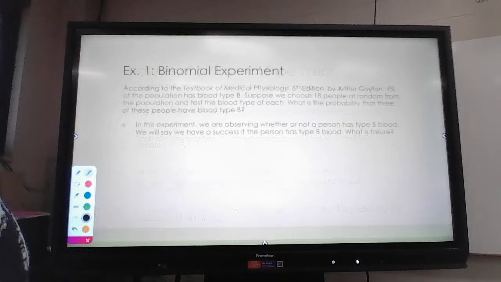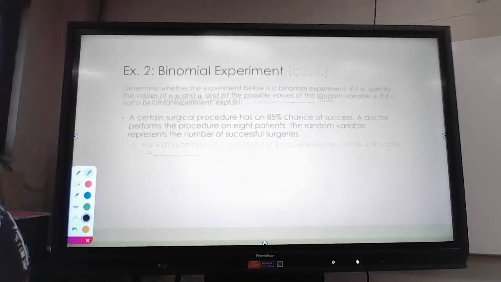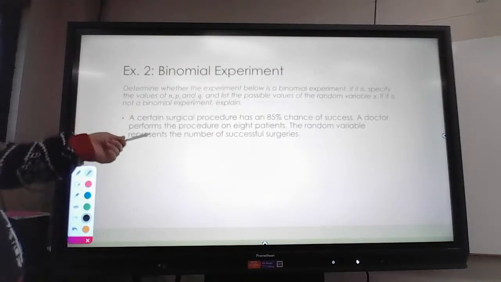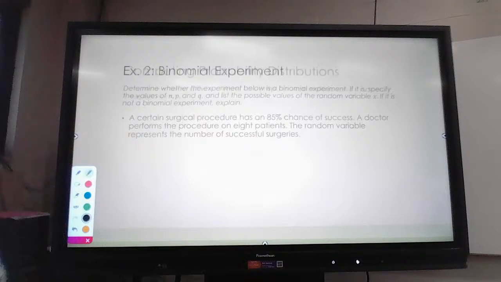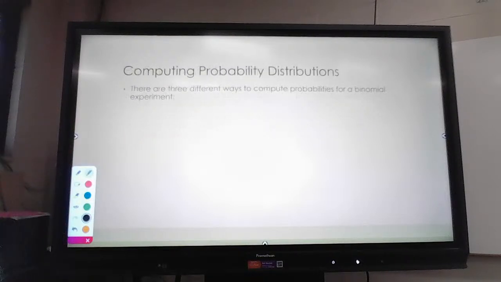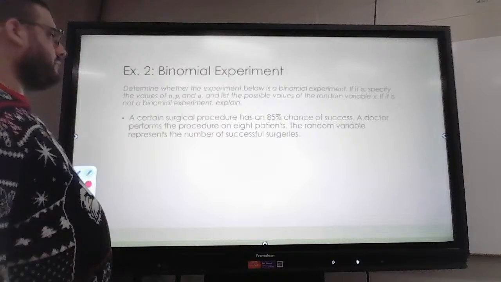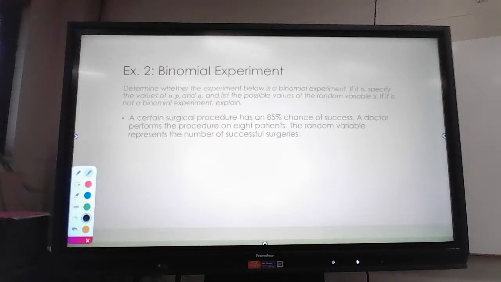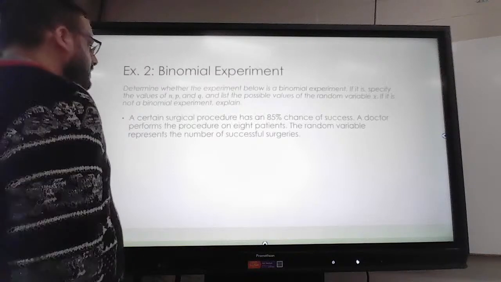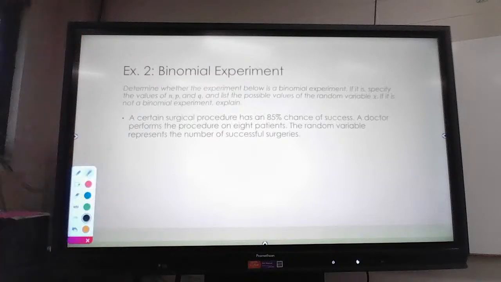We're trying to find however many successes, right? So yes. Find the values of N, P, and Q and list possible values of the random variable X. So we're going to let X be the number of successes that we have.